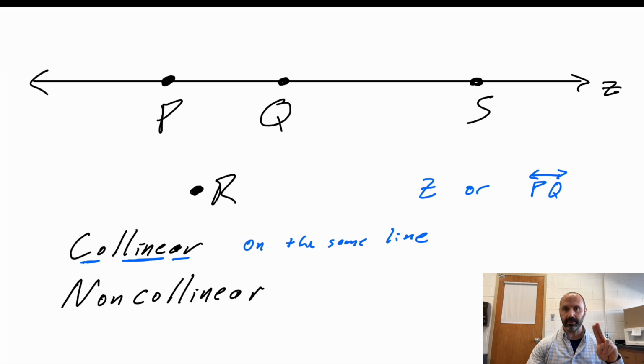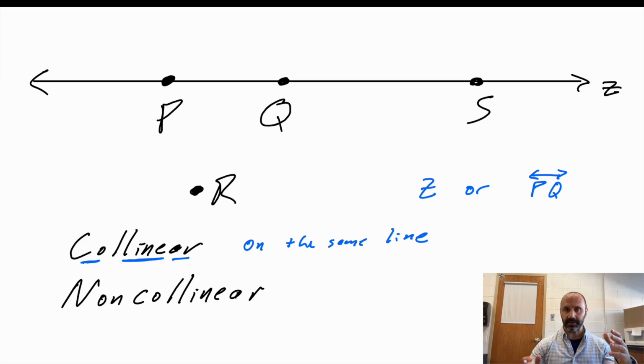Notice that you need more than 2 points in order to call them collinear, because between any 2 points, you can draw a line. You might ask, well, are P and R collinear? Well, yes, there's a line that goes through both of those. And so it doesn't really mean much to say that 2 points are collinear, but for three or more points, collinear means they're all on the same line.